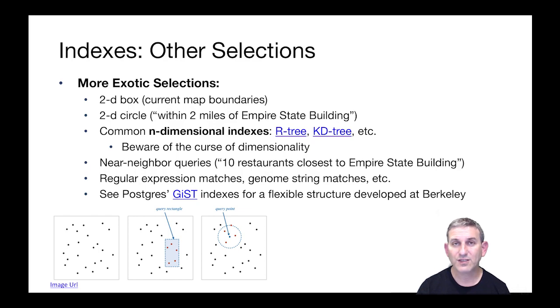Postgres has an interesting index called the GiST, or the Generalized Search Tree, which is a flexible kind of index that can support many different kinds of data types and queries. It was developed right here at UC Berkeley in my research group, and it ships as part of every Postgres distribution, so I encourage you to have a look at it.